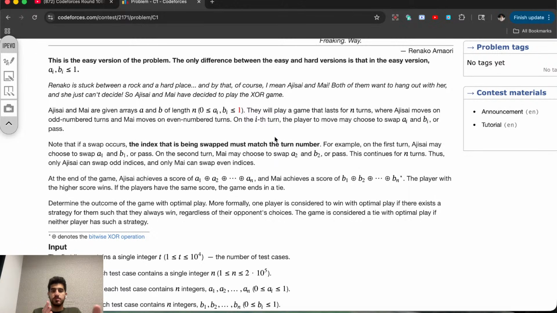So in the first turn, A1 and B1 can be swapped by Ajisai, and then A2 and B2 can be swapped by Mai, and so on. Thus, only Ajisai can swap odd indices and only Mai can swap even indices. At the end, Ajisai achieves a score of A1 XOR A2 XOR ... XOR An, and Mai achieves a score of B1 XOR B2 XOR ... XOR Bn. The player with the higher score wins. If the players have the same score, the game ends in a tie. Determine the outcome of the game with optimal play.